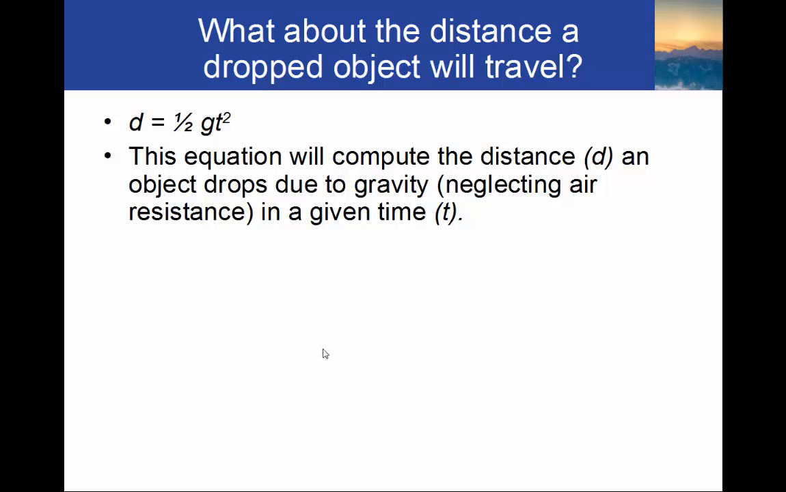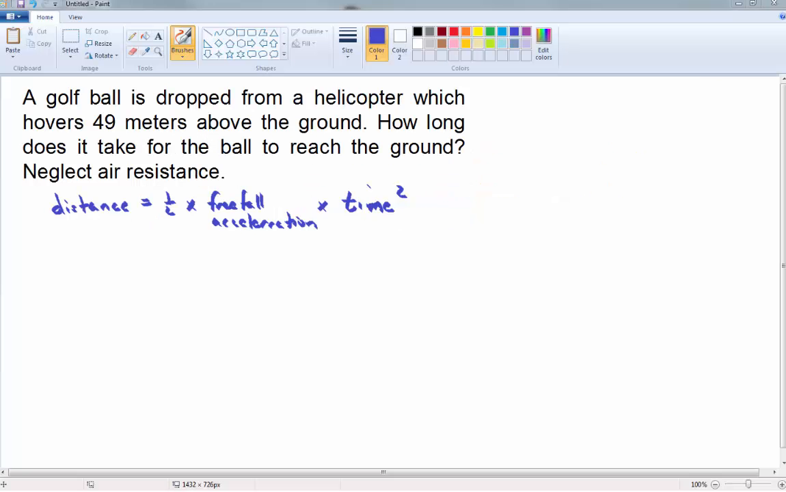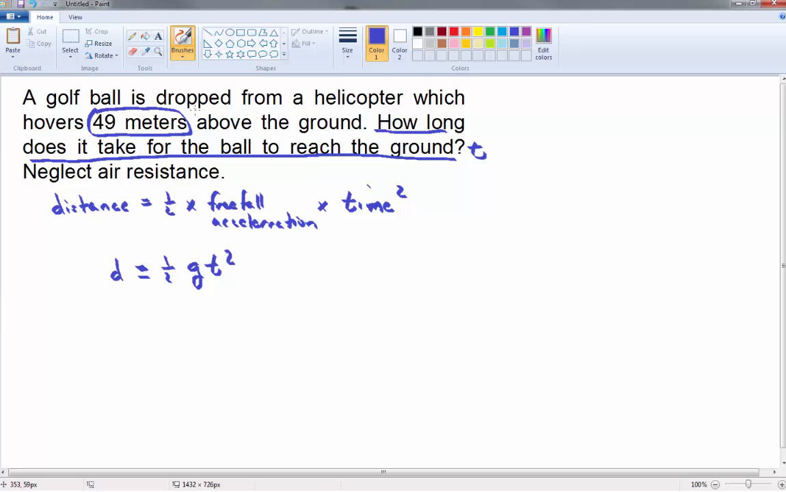And so the distance that a dropped object travels is given by d equals 1/2 gt squared. That means distance is half of that 9.8 meters per second squared free fall acceleration times whatever time it falls for squared. So we're making use of this equation right here. Distance is 1/2 free fall acceleration times time squared. Or in other words, d is equal to 1/2 of gt squared. The thing that we're trying to solve for, how long does it take for the ball to reach the ground, that is actually t. This thing is 49 meters above the ground, so that is our value for d. And of course, g is 9.8 meters per second squared, the free fall acceleration.